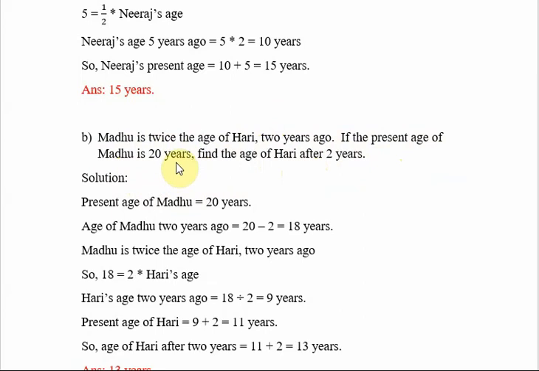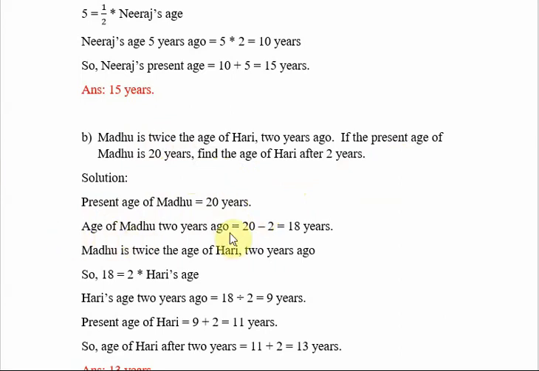Madhu's present age is 20. And what is asked to find? We are asked to find the age of Hari after 2 years. So what is the present age of Madhu? You can see that the present age of Madhu is 20 years.